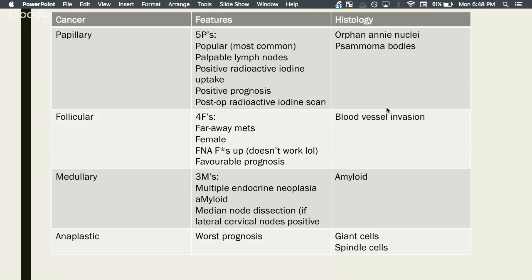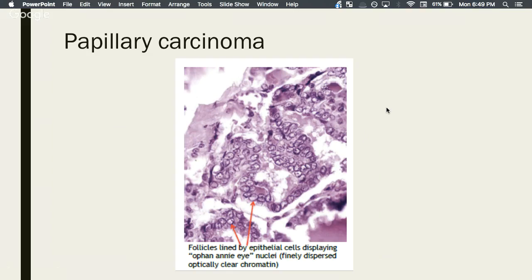In terms of papillary, it's the 5 Ps. It's the most common, so it's popular. You have palpable lymph nodes. You have positive radioactive iodine uptake, as well as a positive prognosis. And you do a radioactive iodine scan post-op just to check that you've essentially got rid of the cancer. In terms of histology, you have your Orphan Annie nuclei and psammoma bodies. So your Orphan Annie nuclei look like that.